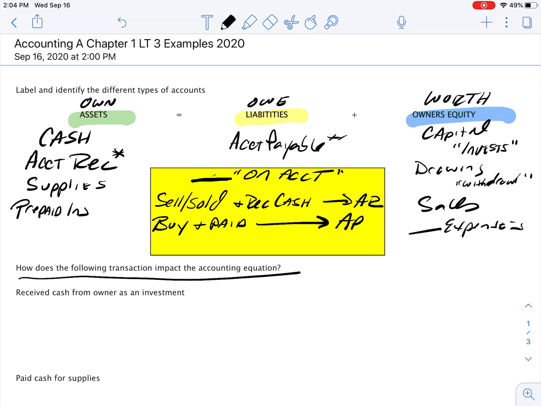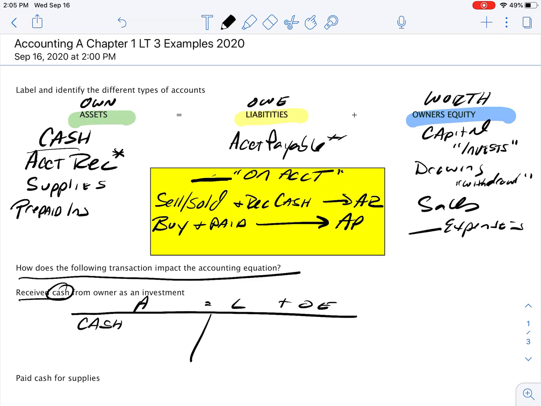We received cash from owner as an investment. Well, let's draw our accounting equation. Assets equal liabilities plus owner's equity. I like to circle the key words. So I have cash, and I received cash. I know from up above that cash is an asset, so I'm going to label it as an asset. We received cash. What did cash do? Cash went up, so we're going to draw an up arrow.